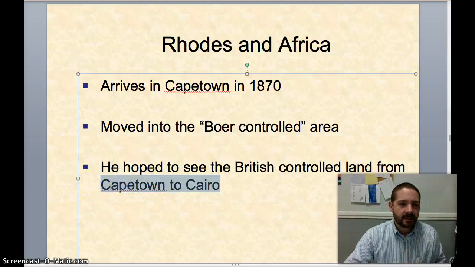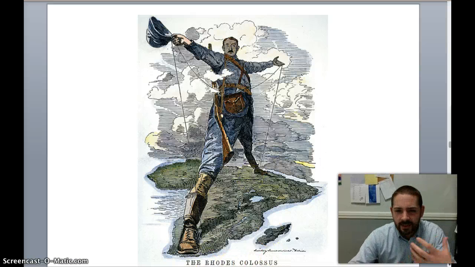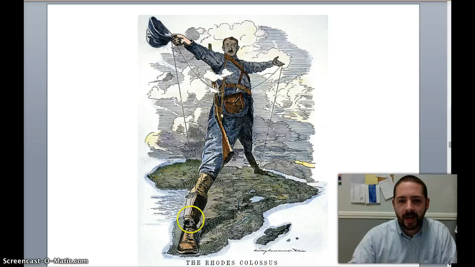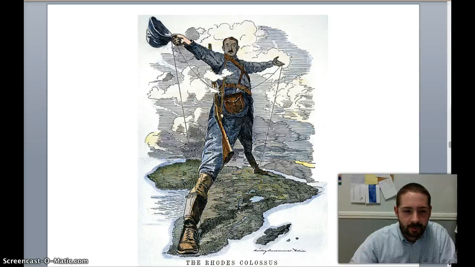So this intimidates the Germans, and this is kind of the funny cartoon made about him. I don't know if you could see this, it's called the Rhodes Colossus. So it's this idea that this is a big burly guy, tip of his toe is in Cape Town, the other tip is all the way up here in Cairo.